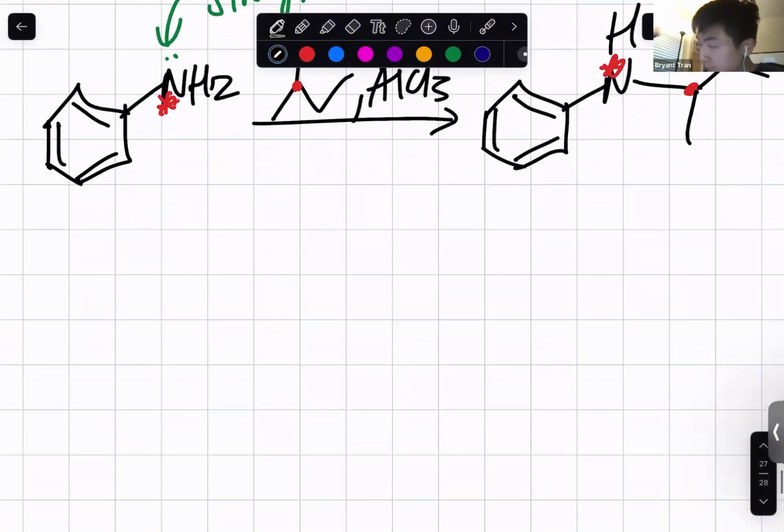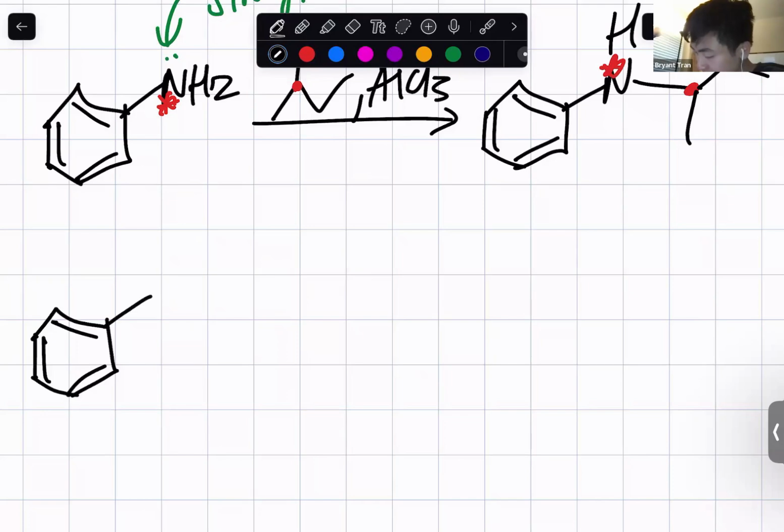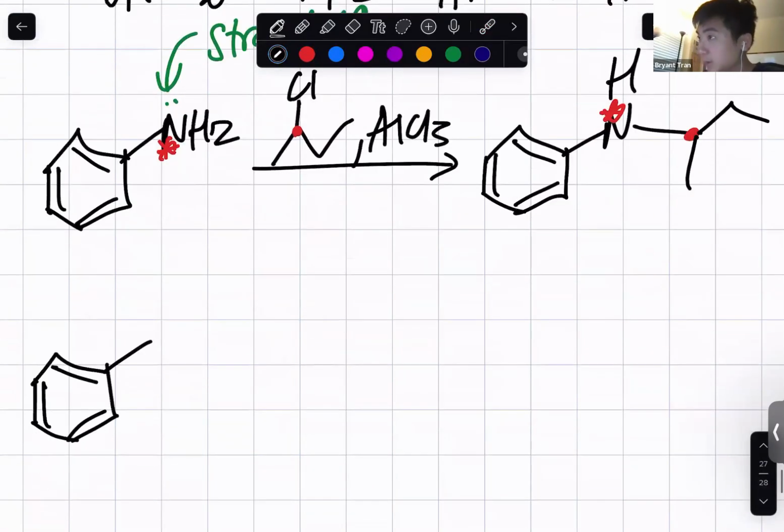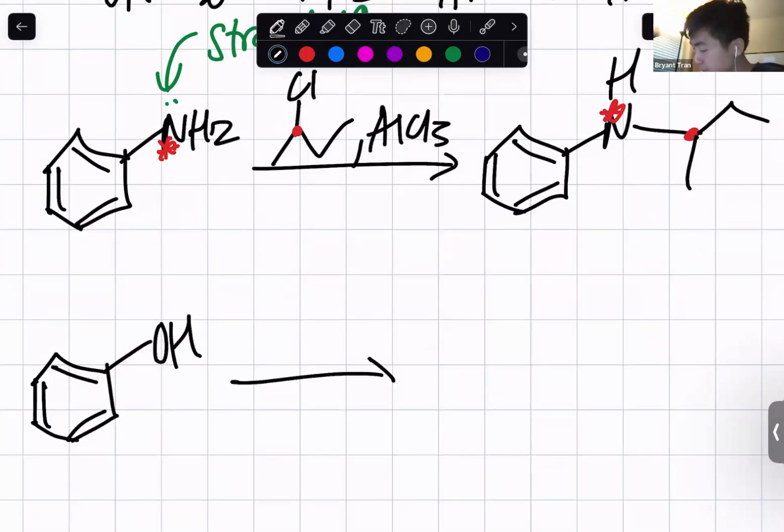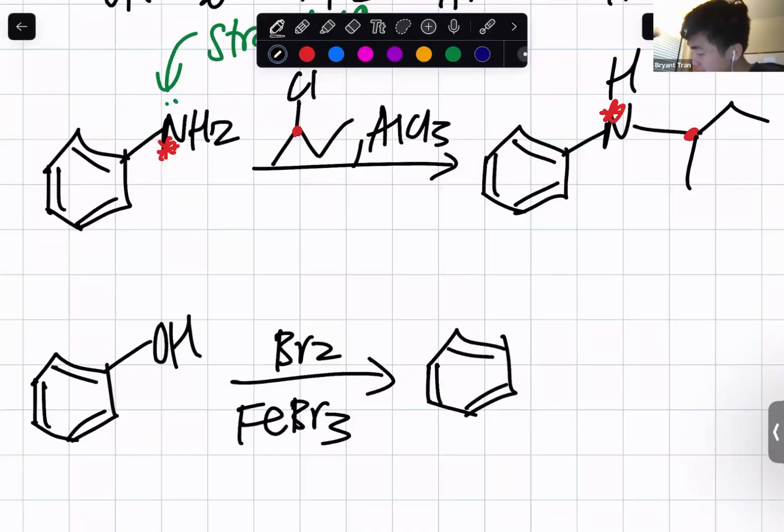Now, if you have, let's say, the same thing for, let's say, OH, and you do bromination, right? We're gonna get the major products here, which is gonna add bromine to the para position.